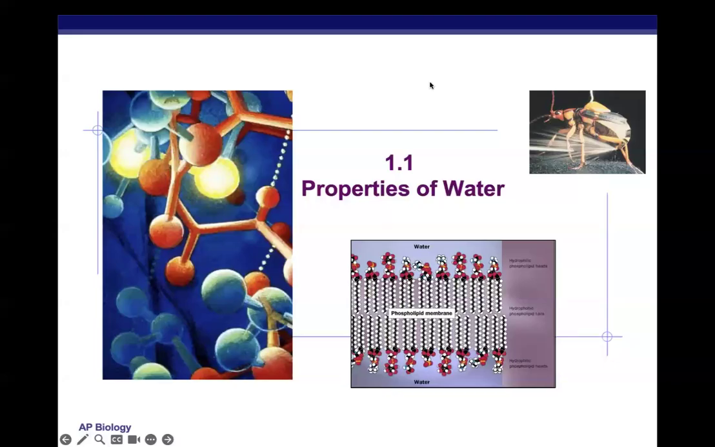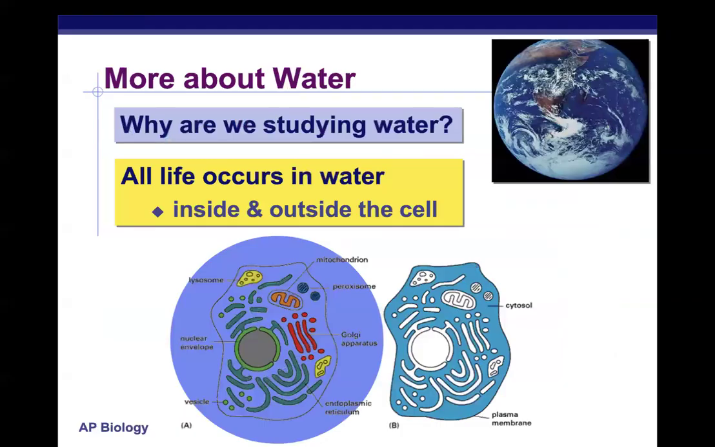All right, this is going to be our first lesson in our first unit, Chemistry of Life, and this lesson is all about the properties of water. So, why are we studying water? All life occurs in water, inside and outside the cell. Our planet is 72% water, and that's closely mimicked by the water content of any given cell.